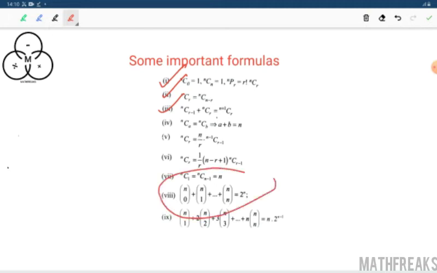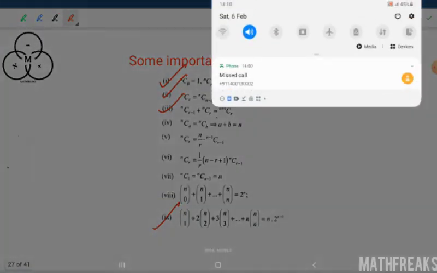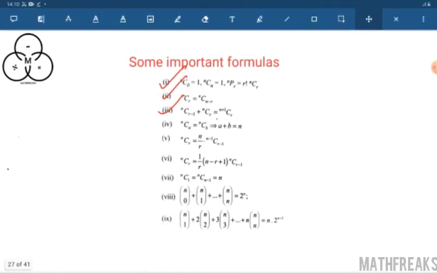This formula is the binomial theorem. Separate videos are coming, and this formula is also extended from the binomial theorem only. One can easily prove it. So these three are the only important formulas. Let me hide the others, otherwise a lot of confusion will be created.